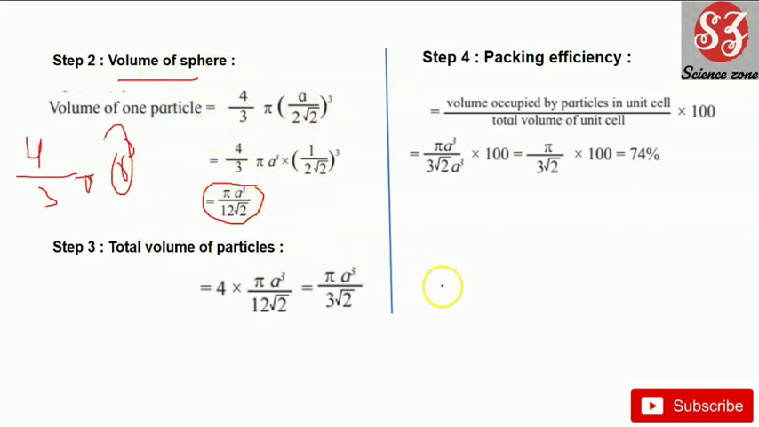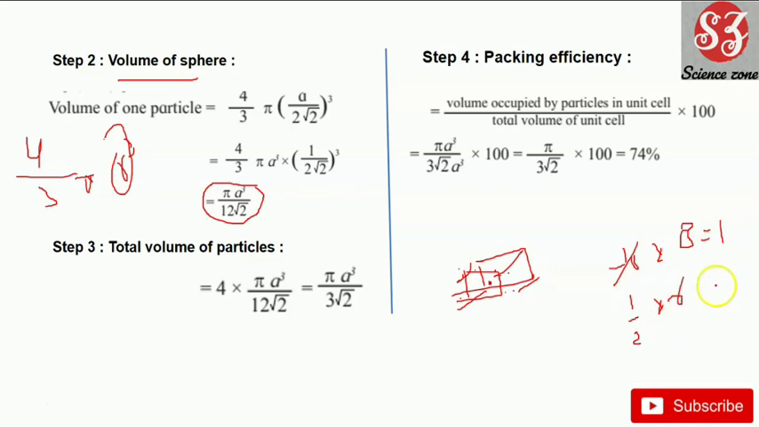Now, as we are talking about FCC, do you remember FCC? In FCC, on all the edges there is 1/8 of a particle at each corner, and at each face there is half a particle. So 1/8 into 8 will be equal to 1, and 1/2 into 6 faces will be equal to 3. So the total number of particles in this cell, that is FCC, is 4. So the total volume of particles is 4 into the volume of one particle.